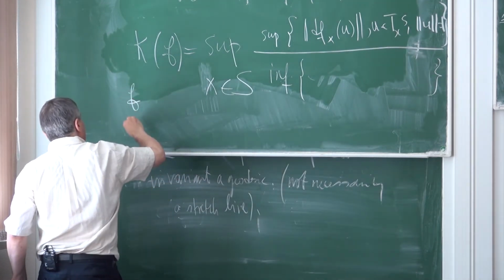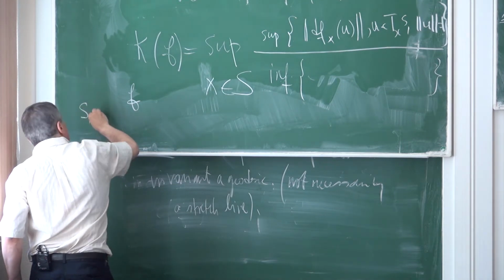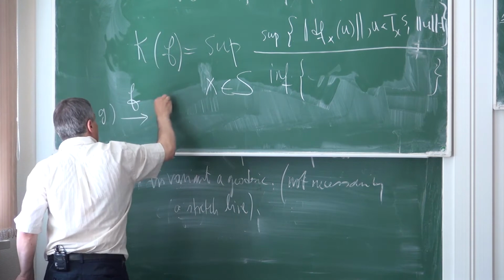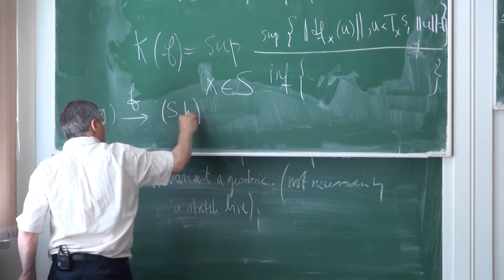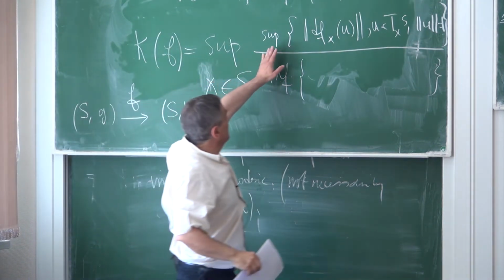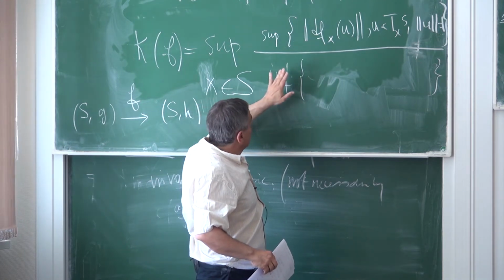f, say, between a surface S equipped with a metric G to the same surface equipped with a metric H. And up there I'm using the metric H, and down I'm using the metric G.